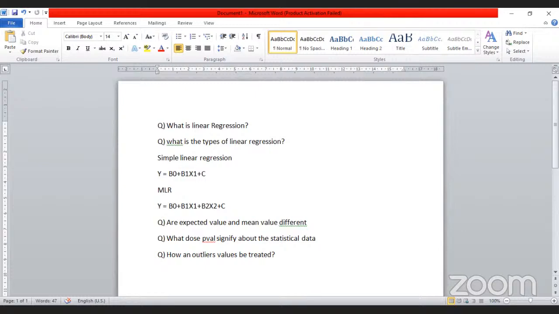Another way to treat outliers is to remove them, but that is not preferred. If we remove the outliers, we are going to lose data, and that we don't want, right?